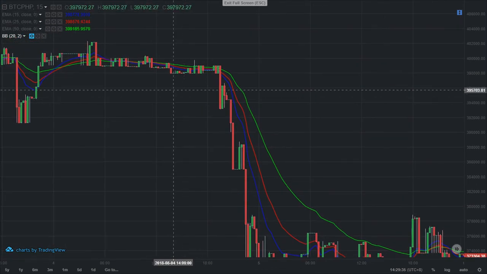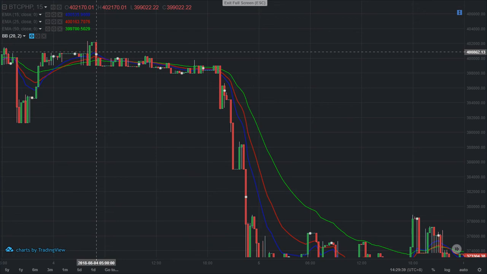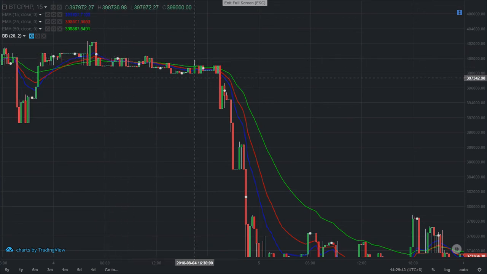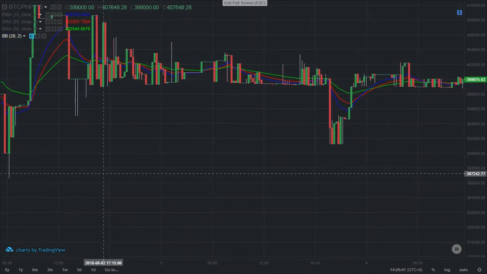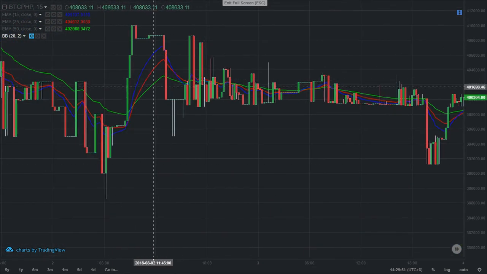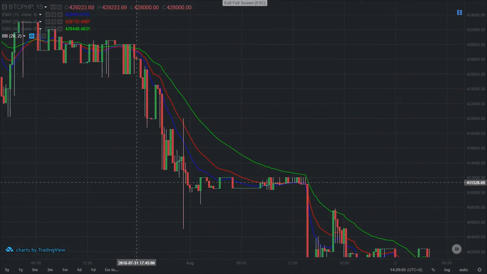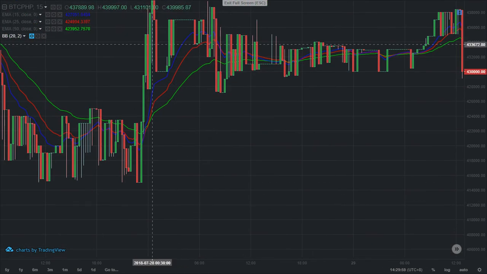Maybe even at this point of time, because from the top it's going down from here. So it rallies down. Now let me try to find the upward movement. Blue is above the red, and red is above the green. So uptrend. Let me find another one here. Yeah, there you go. So very accurate.